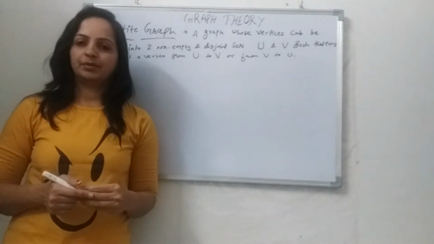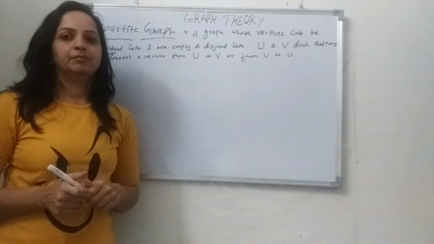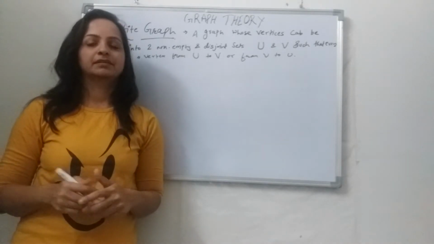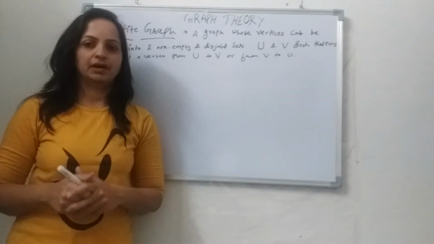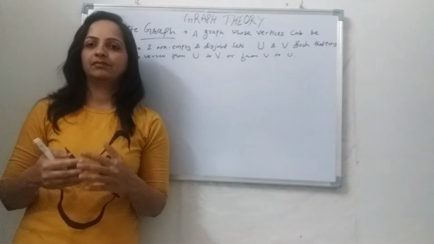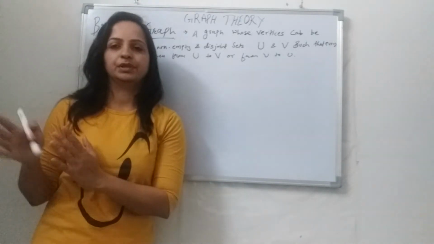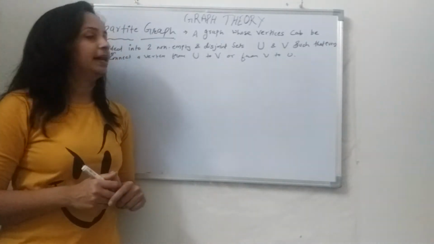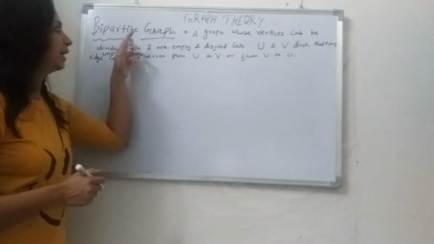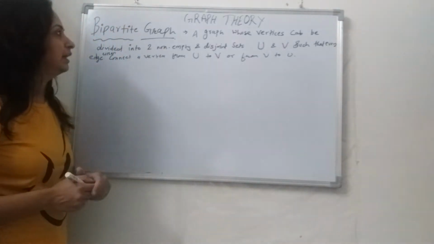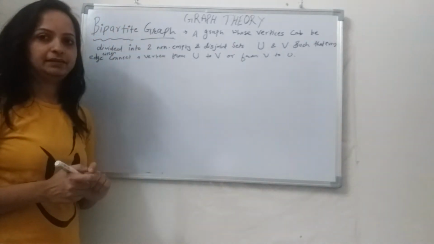We were discussing graph theory. In my last video lecture, I discussed some basic types of graph, weighted graph, null graph, and these basic graphs were included in my last video lecture. And today's topic is bipartite graph. So let me explain what a bipartite graph is.